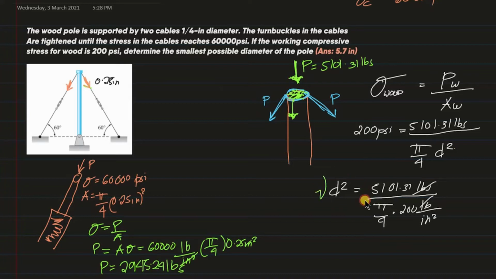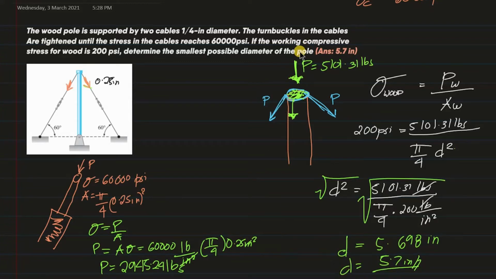So, para makuha yung diameter, square root lang natin yan. Then, D is therefore equal to, calculator lang natin yan, square root of 5101.31 divided by pi over 4 times 200 is equal yan, mga bis, sa 5.698 inches, mga bis. So, ayan. Malapit siya sa ating answer, which is 5.7, na round off lang, 5.7 inches. So, ayun mga bis. That's how we get the answer.